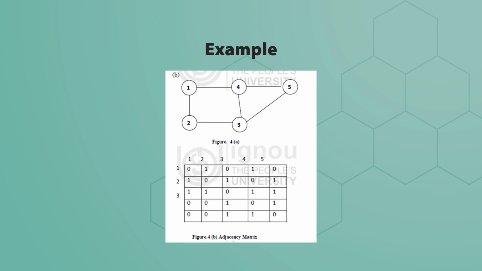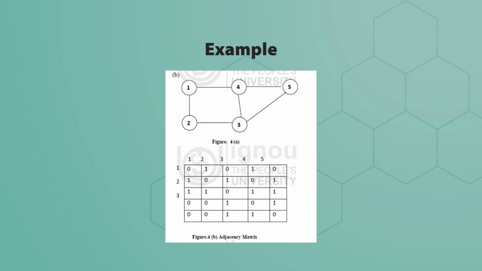So how to build the adjacency matrix? You write the vertices vertically as well as horizontally. Firstly, there are 5 vertices, so write the names of the vertices in the horizontal part as well as in the vertical part. Now check. 1 to 1 there will not be an edge, so place 0. 1 to 2 there is an edge, so place 1. 1 to 3 there is no edge, so place 0. 1 to 4 there is an edge, so place 1. 1 to 5 there is also no direct edge, so you can place 0 there.